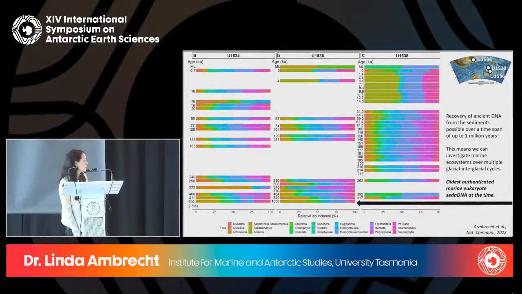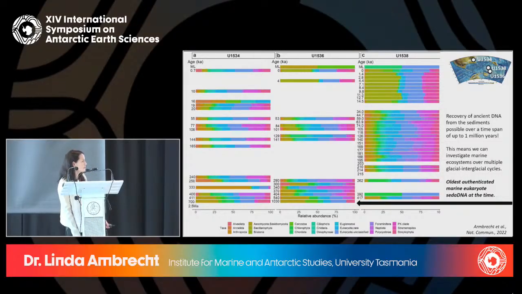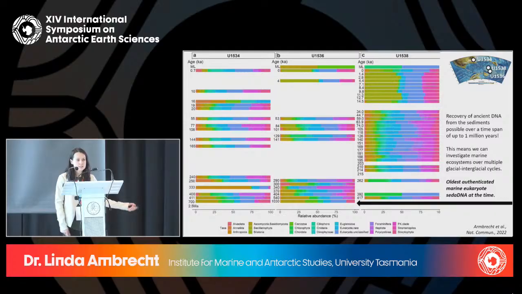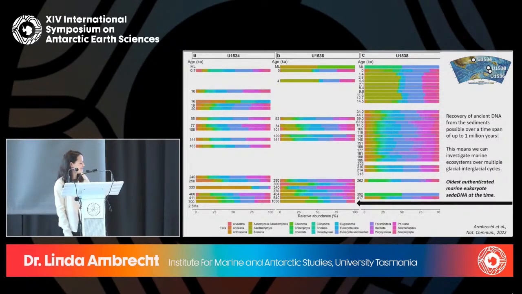And that was amazing because we had just recovered like 1 million years old ancient DNA from eukaryotes, which was really exciting at the time because up until then, the oldest record of ancient DNA in these kinds of environments was 140,000 years. So we really expanded the timescales, and we can look over now glacial, interglacial cycles. It was exciting while it lasted. I just told you about this 2 million year old record from the Arctic, which was published 2 months later. But yeah, it was great to find this.